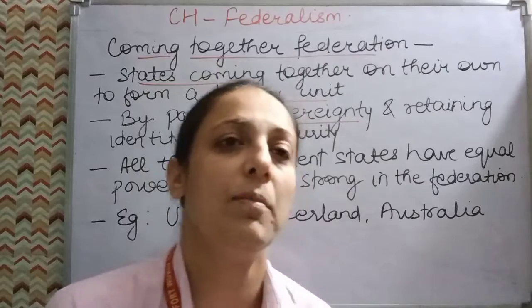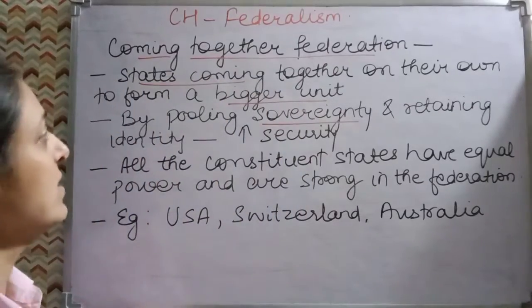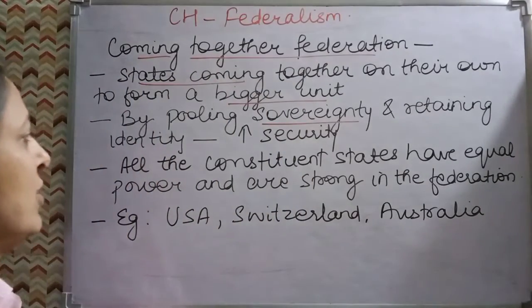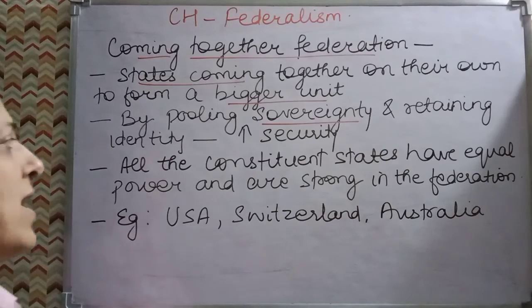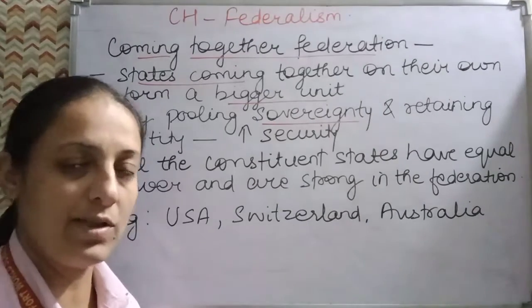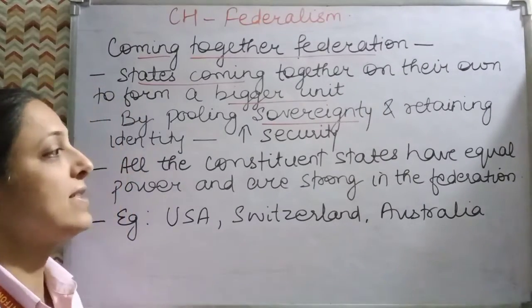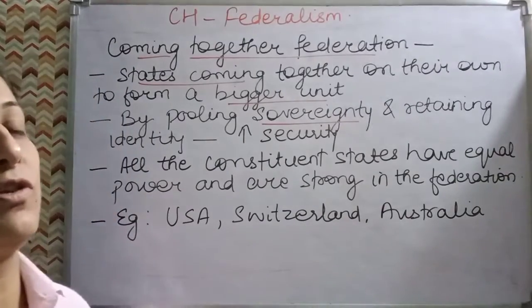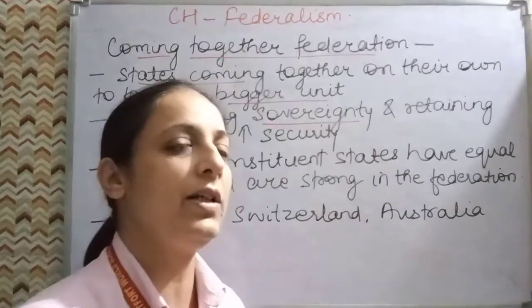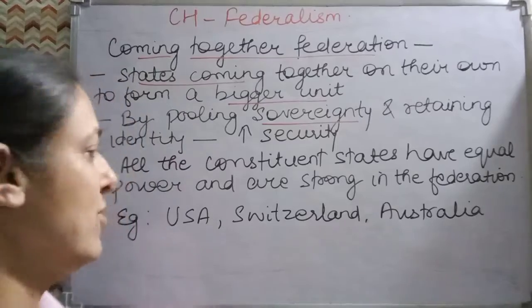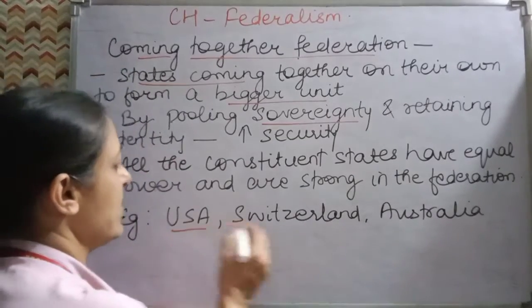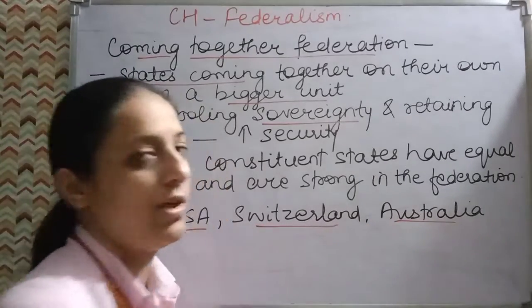Now in this case of coming together federation, all the constituent states have equal power, and the states are stronger in the federation than the federal government. The examples are USA, Switzerland and Australia.